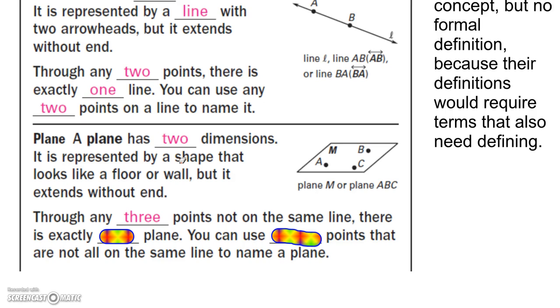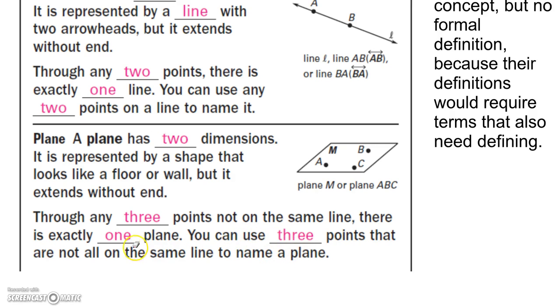Through any 3 points not on the same line. So again, vocabulary: collinear. Co means with or together. Linear means line. So if points are collinear, they're with or on the same line. Non-collinear points are not on the same line. So when you're naming a plane, through any 3 points not on the same line, there's exactly 1 plane. That's the definition of a plane.